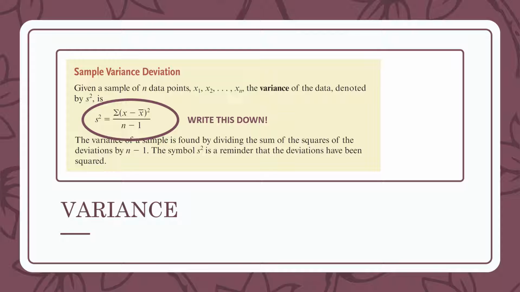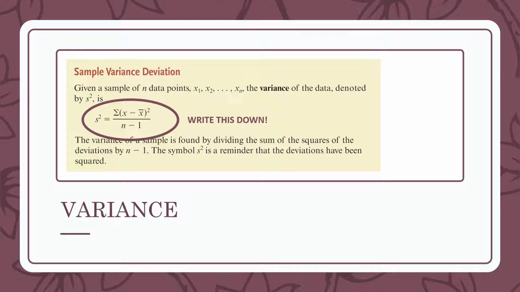Again, in that numerator you see that Greek letter sigma. Remember we talked about in the last section that that's sum notation, S-U-M, sum. So when you see that, you know that it's telling you to add up all that stuff. So it's the sum of the deviations squared divided by n minus 1. At the bottom it says the variance of a sample is found by dividing the sum of the squares of the deviations by n minus 1. The symbol s squared is a reminder that the deviations have been squared.